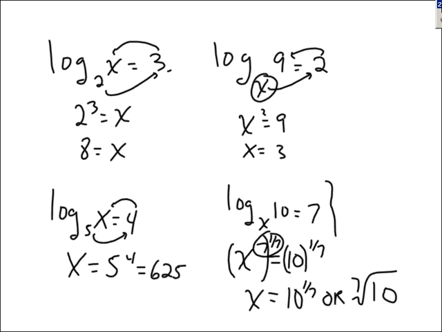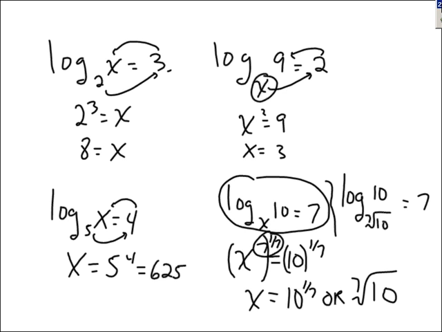So if somebody were to ask you, what is log base the 7th root of 10 of 10? You should say 7, because we just worked it out. Assuming we're not wrong, what goes there is the 7th root of 10, what goes there is 10, and what goes there is 7. But that's exactly what I wrote.